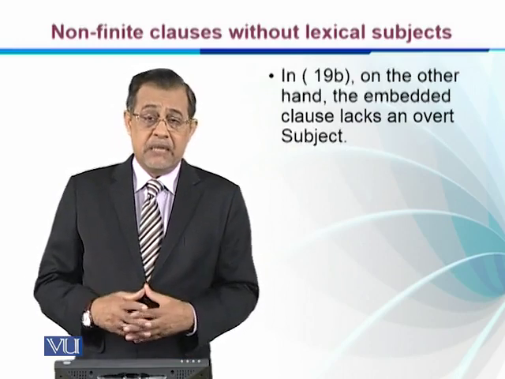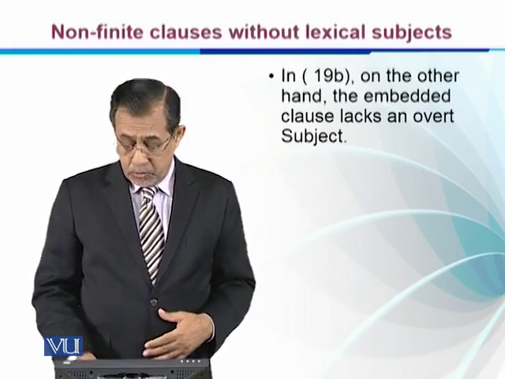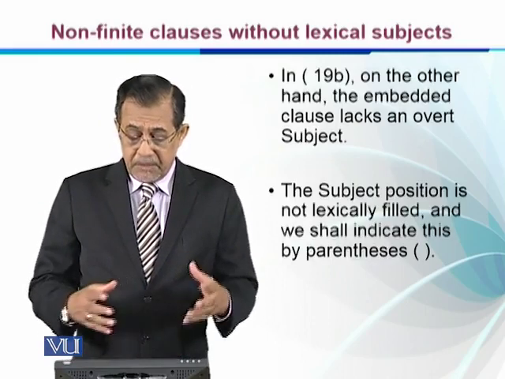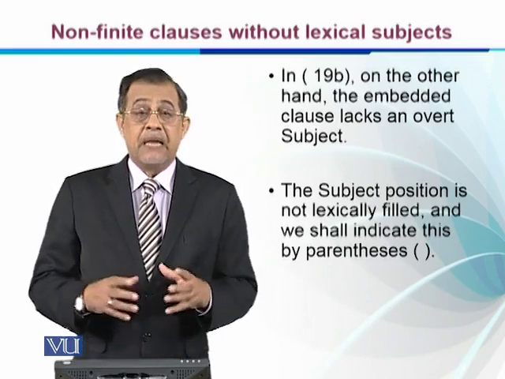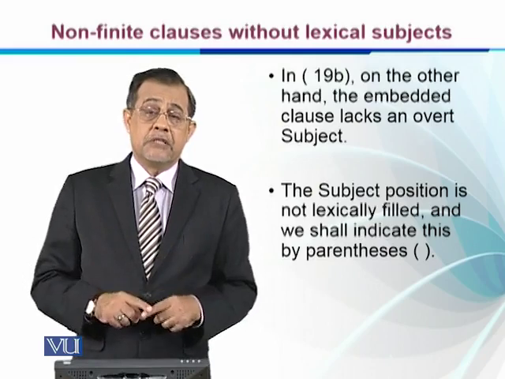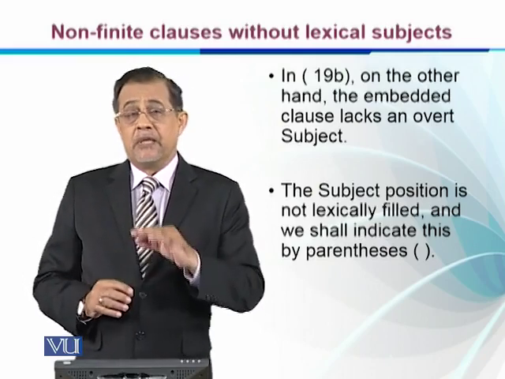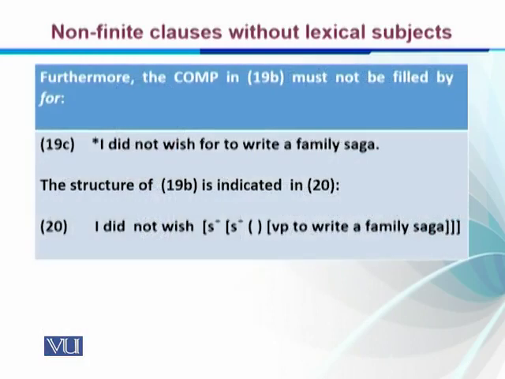As I just said, I wish to write, right? So we don't have any subject here. The subject position is not lexically filled, and we shall indicate it by parentheses. So when the subject position is not filled, these round brackets are there to show that this is the place of the subject. Furthermore, the complementizer in 19b must not be filled by for.